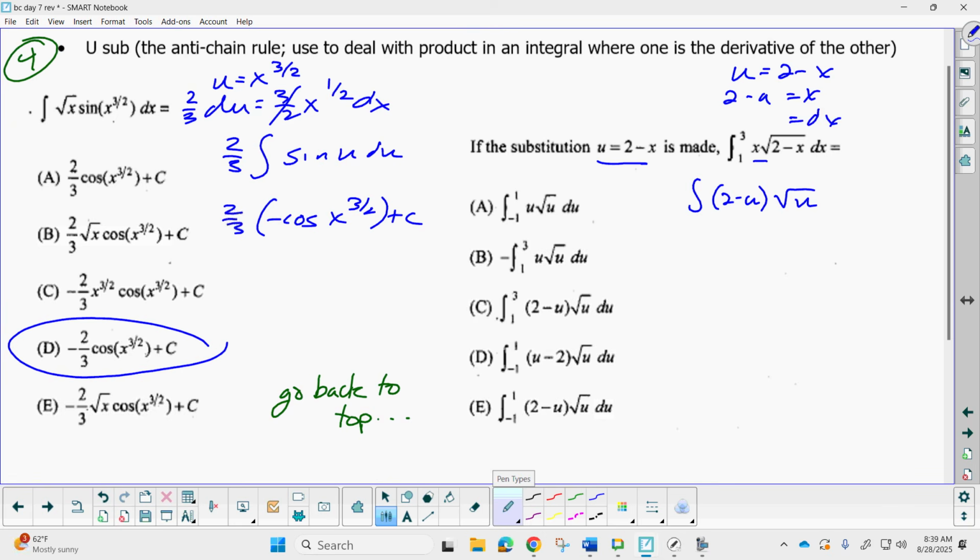Du or negative du? Negative du. There's a negative there, and you could put that negative out front. That's fine too. What about the bounds? Do they stay the same? They must change. If x is 1, then that implies u is 2 minus 1, or 1. If x is 3, that would imply u is 2 minus 3, or negative 1.